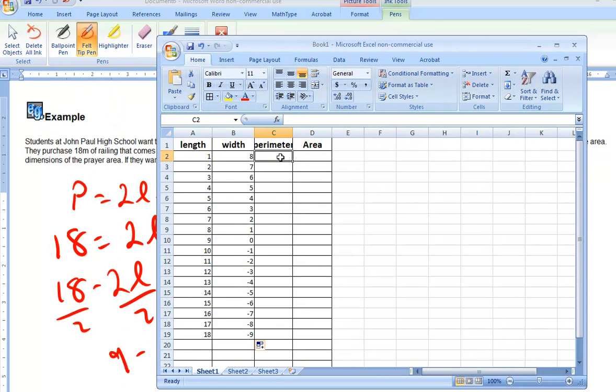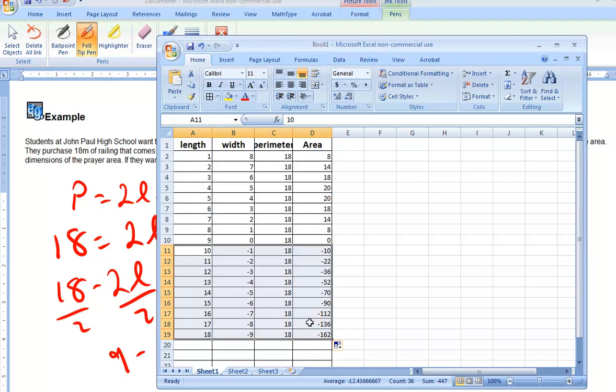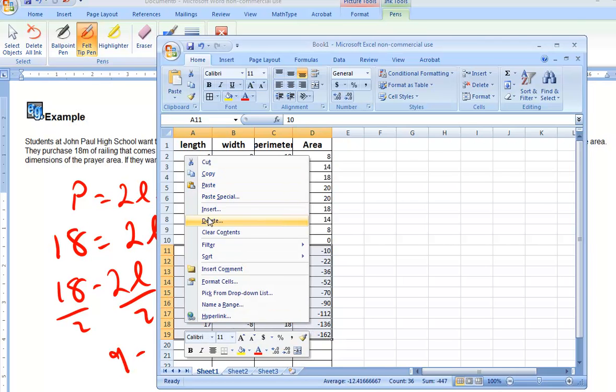In fact, we can double check it here, because we should say equals 2 times whatever the length is, plus 2 times whatever the width is, and that better be 18 every time, because that's all the wood we have. And then we're going to go to area, equals whatever the length is, times whatever the width is, right? And we're going to see how big the area can be. Zoom. Now something weird going on here. I got some negatives. I couldn't have a length of 10 and a width of -1, so I think I'm just going to delete all these guys.